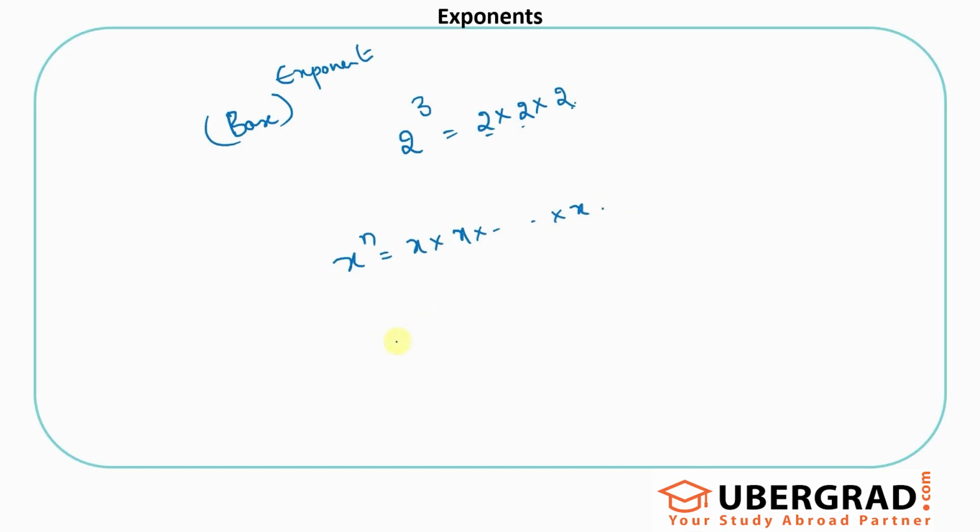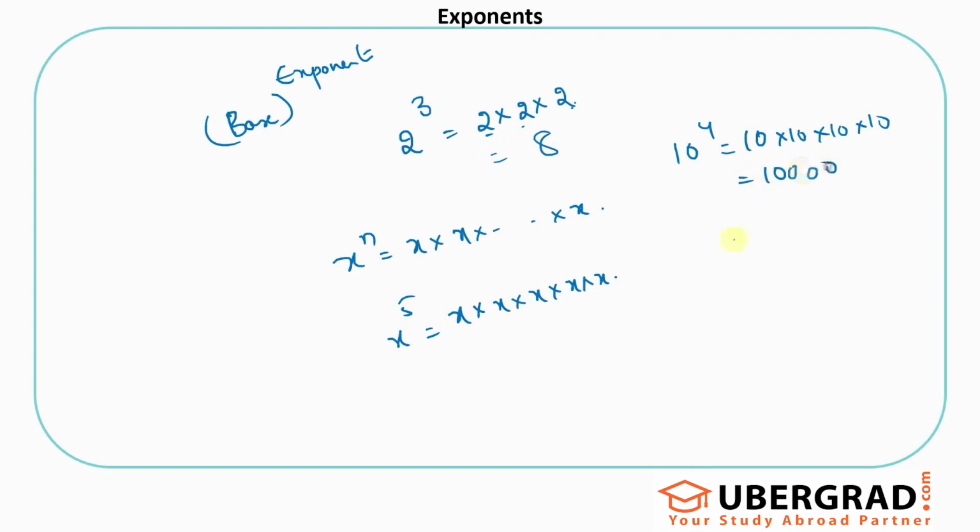If I'm asking you what is x power 5, that means x is multiplied once, twice, thrice, 4 times and 5 times. So what is 10 power 4? That is 10 into 10 into 10 into 10. So 2 cube is 2 into 2 into 2, which is 8. Let's say what is 5 power 3? That's 5 into 5 into 5. 5 fives are 25, 25 fives are 125. So this is the basic thing. This is called the base, this is called the power, and these are the exponents that we are talking about.